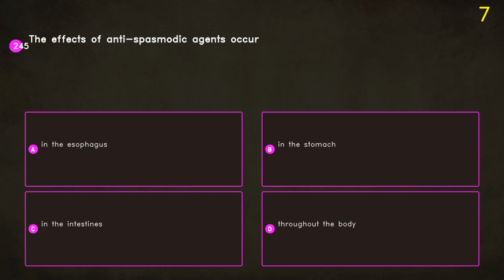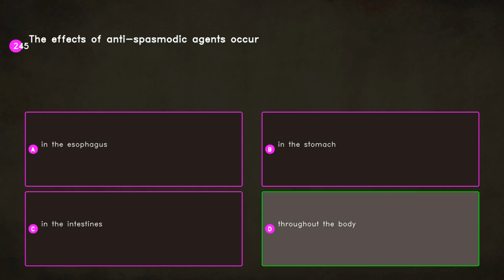Question 245. The effects of antispasmodic agents occur A. in the esophagus. B. in the stomach. C. in the intestines. D. throughout the body. The correct answer is throughout the body.